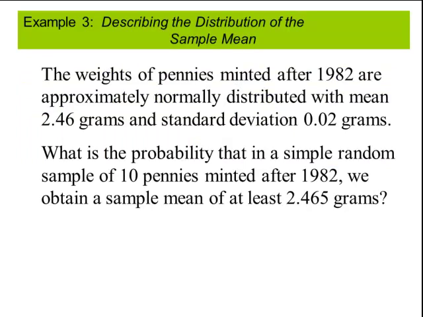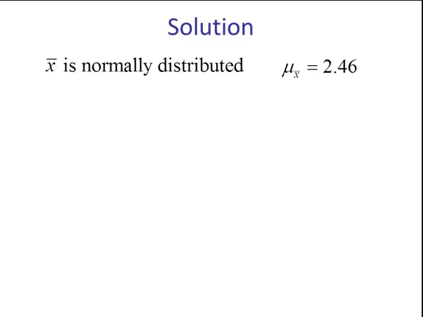Let's look at our last example. What is the probability that in a simple random sample of 10 pennies minted after 1982 we obtain a sample mean of at least 2.465 grams? So we're going to look at the sampling distribution. First of all, we know x bar is normally distributed because the original population was normally distributed. We know that the mean of all the sample means is the same thing as the population mean, 2.46. We know that the standard deviation is smaller. We take sigma and divide it by the square root of our sample size, in this case 10, and we get a standard deviation, called the standard error, of 0.0063246.